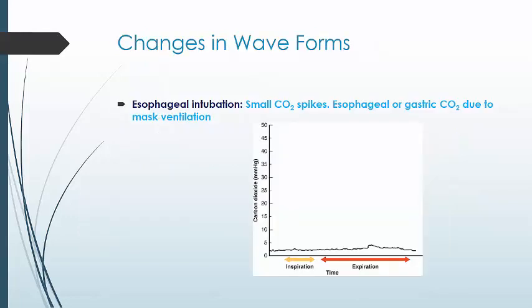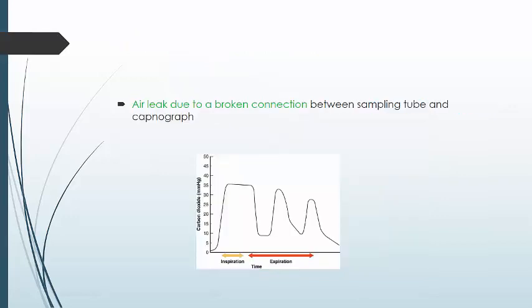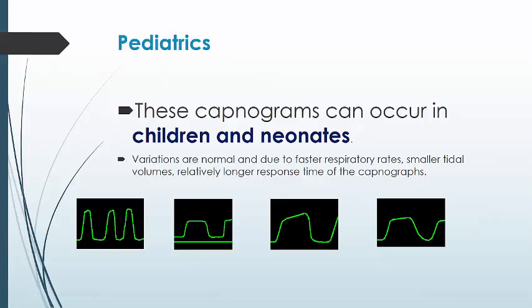Some other changes, esophageal intubation. You may get a little CO2 spike initially from gastric CO2, from like mask ventilation or something like that, but it will taper off and will not be any substantial waveform or noticeable patterns there. And if you get some funkiness that starts happening after your initial waveforms, you may have an air leak due to a broken connection, some more like that.